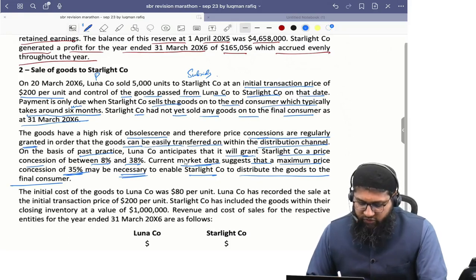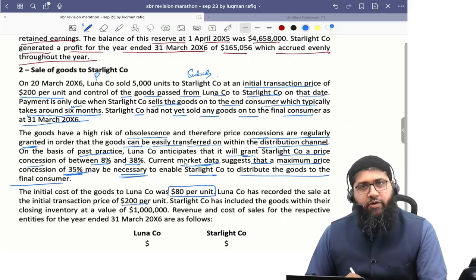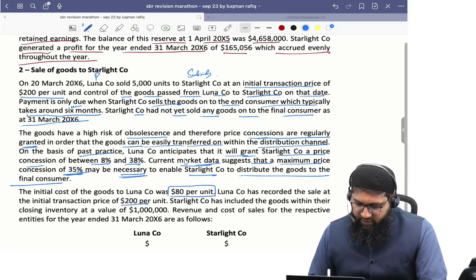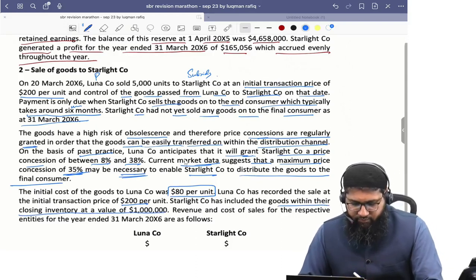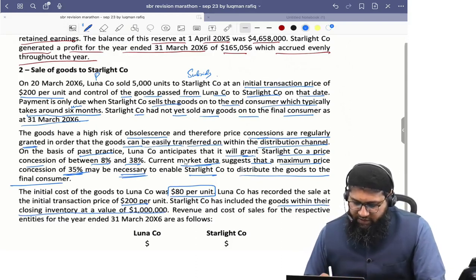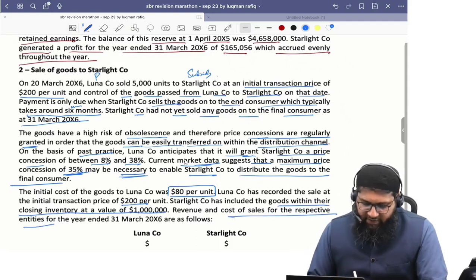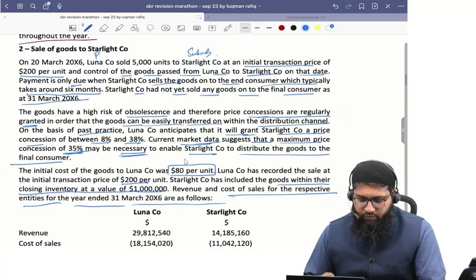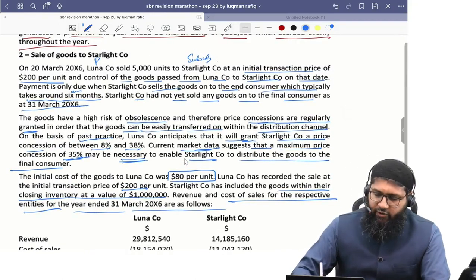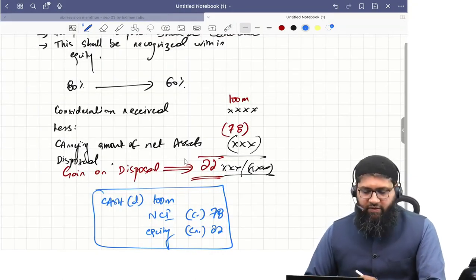Initial cost of the goods to Luna was 80 per unit. Luna has recorded the sale at the initial price of 200 per unit. Starlight has included the goods within their closing inventory at a value of 1 million. Revenue and cost of sales for the respective entities for the year ended are as follows. Now, what is it that we need to do? Let's try to understand this whole scenario.